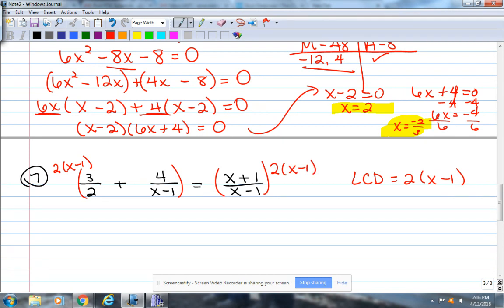So the first fraction, 3 over 2, has what part of it? It's already got the 2, so it needs the x minus 1. And so we'll distribute that. So 3 parentheses, x minus 1.